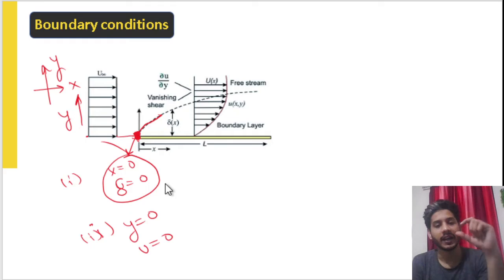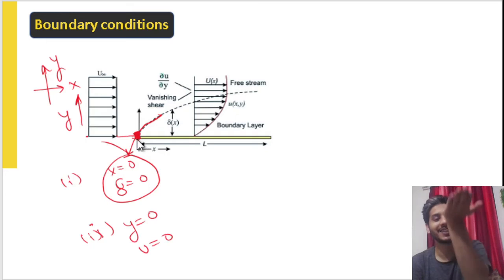All right, at x equal to 0, boundary layer thickness is 0. At y equal to 0, in the perpendicular direction, u is 0 because it has not yet started to increase. At this point, you can see at y equal to 0, u is 0. All right. Third condition.